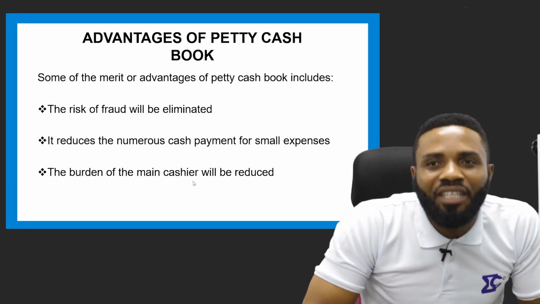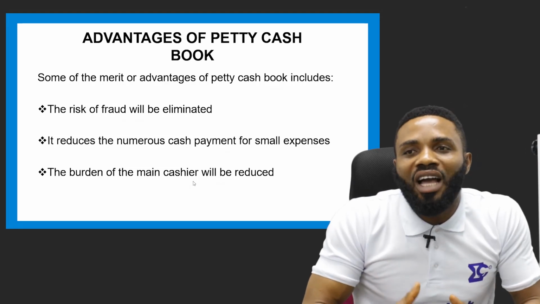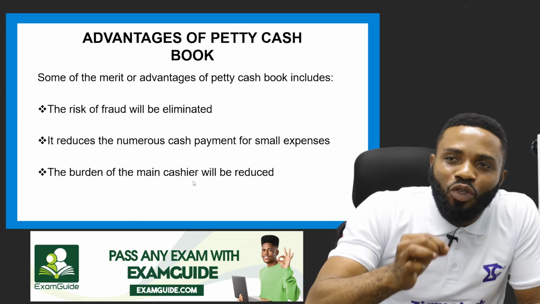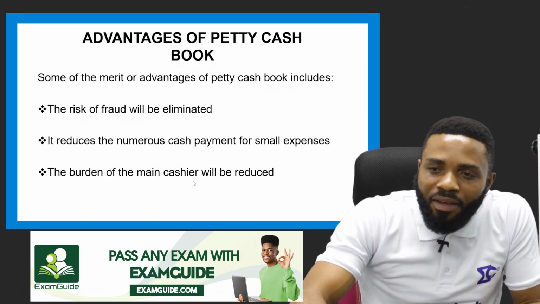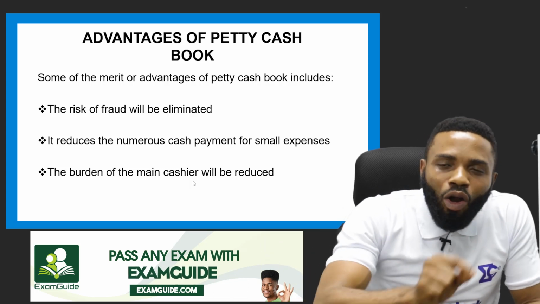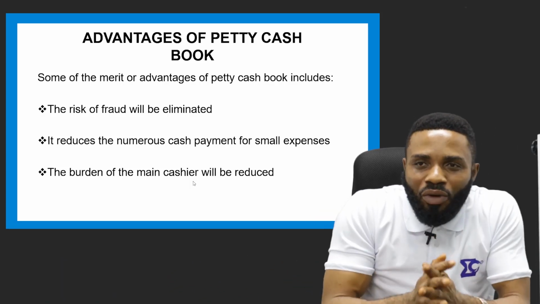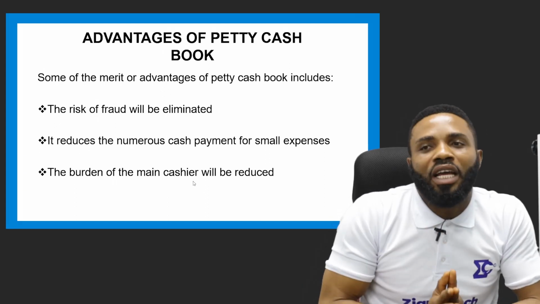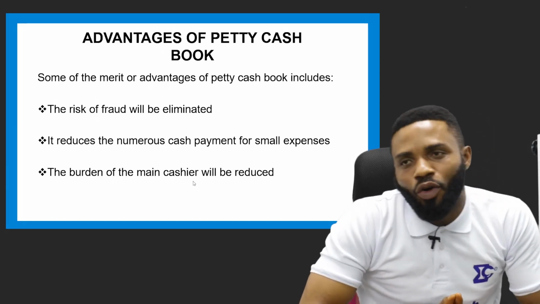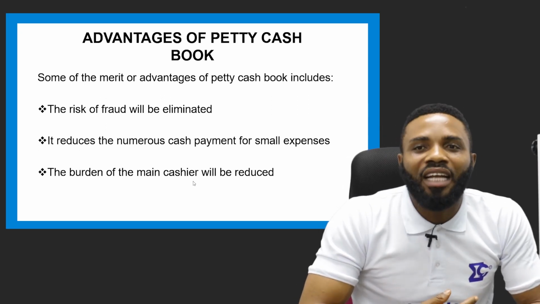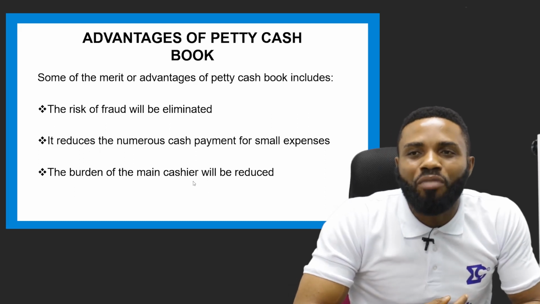The second thing is that it reduces the numerous cash payments for small expenses. Imagine you begin to list out: you are buying fuel, you are buying stamps, you are buying envelopes. All these expenses can actually be categorized. But with the petty cash book, we'll be able to group them together and call them minor or small expenses. And then the last but not the least is that the burden of the main cashier will be reduced.